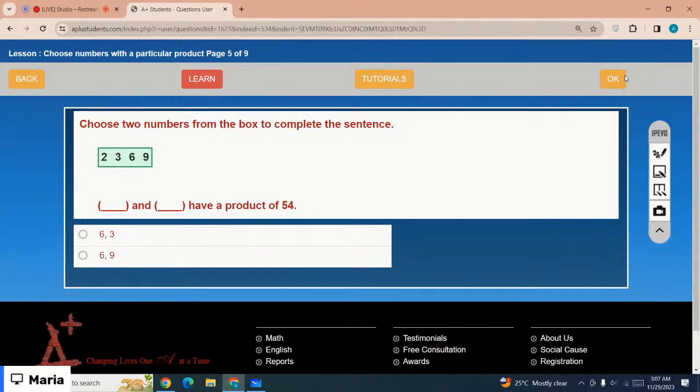Choose two numbers from the box to complete the sentence. Dash and dash have a product of 54. So which two numbers have the product 54? The options are 6, 3, and 9, 6. So 6 times 3 is 18. Option 1 isn't the correct one. The second one is the correct one. 9 times 6 makes 54. That is the correct option, right? Yes, very good. It is 9 and 6.